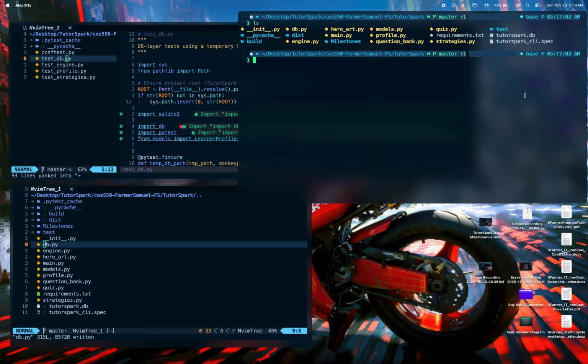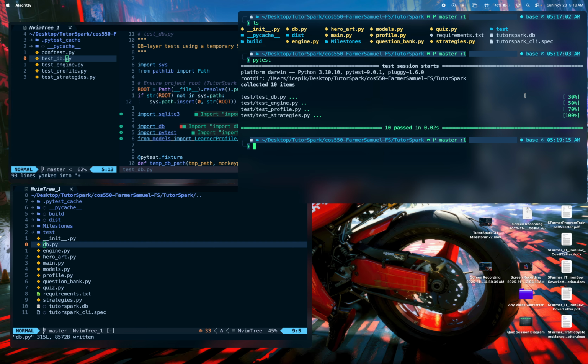Now, let's run our tests. As you can see, all 10 passed. Now I'll walk through each test file and deliberately introduce a few bugs to show how these tests catch regressions. First, let's start with our test_db.